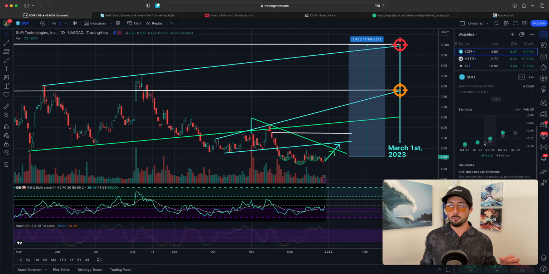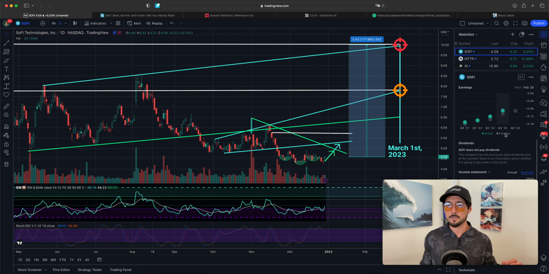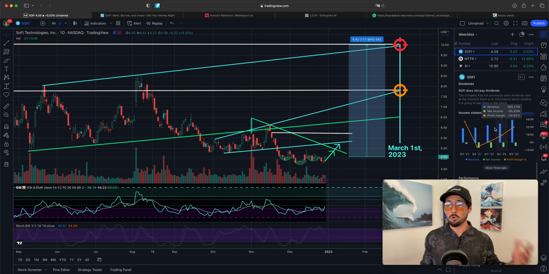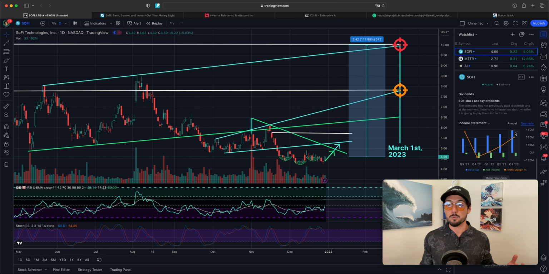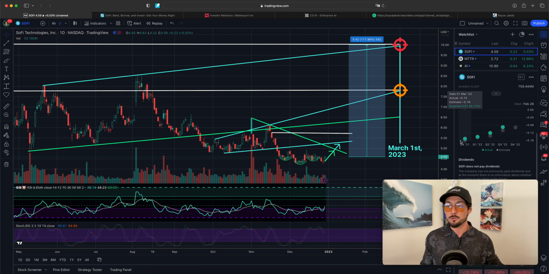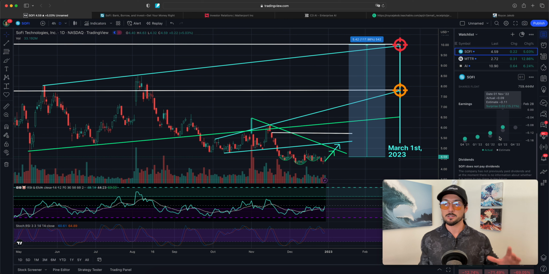If we just scroll down to their revenue right here, you can see their quarterly revenue: Q1 2022, $350 million in revenue, $390 million in revenue, $470 million in revenue in the most recent quarter. That's insane, you guys. And again, they are nearing profitability. They are beating analyst expected EPS every single quarter.